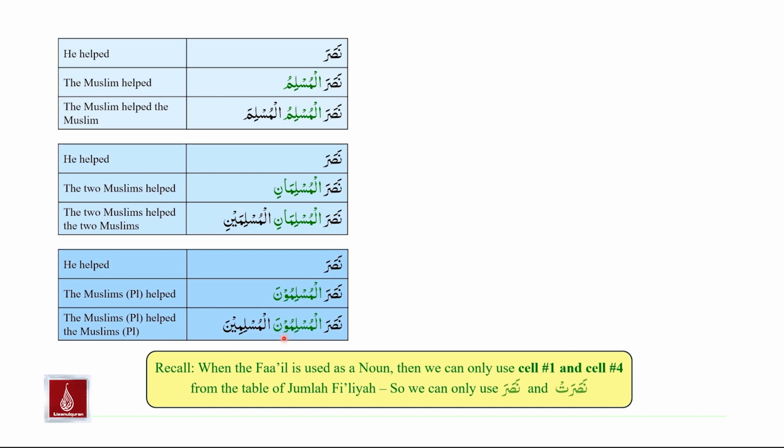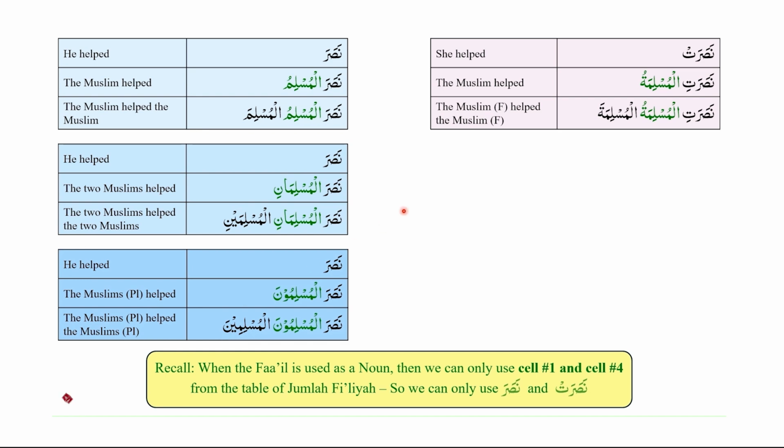But al-Muslimuna with the una ending sound is indicating marfu form. Therefore, al-Muslimuna is fa'il, and al-Muslimina with the ina ending sound is indicating mansoob form. Therefore, al-Muslimina is maf'ul. Now let us look at some feminine examples.